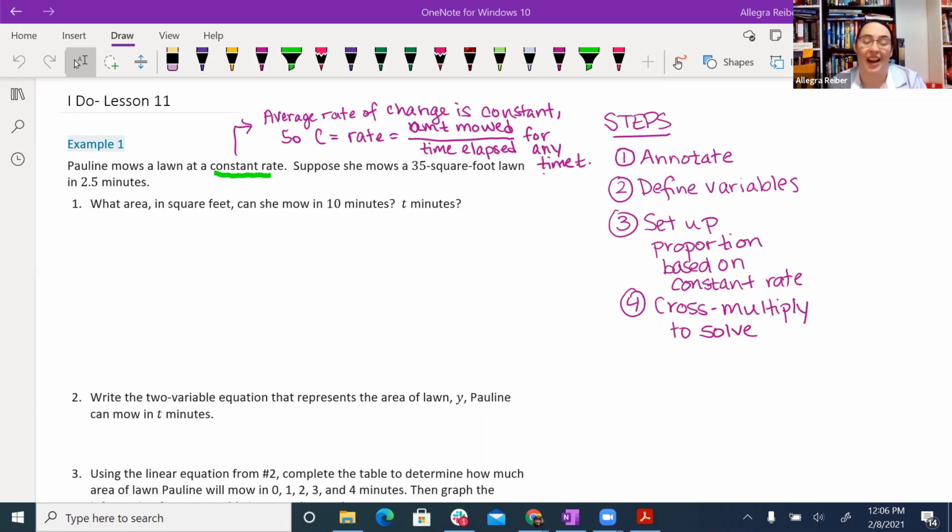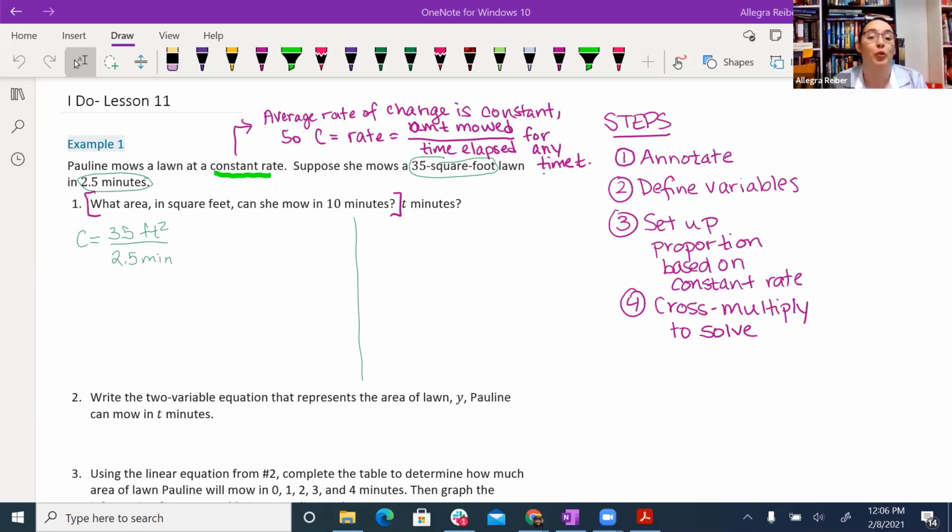Our first question asks, what area in square feet can she mow in 10 minutes? I'm going to begin by annotating my question. Suppose she mows a 35 square foot lawn in 2 5/10 minutes. Well, that means that my constant rate can be written as 35 square feet divided by 2 5/10 minutes.